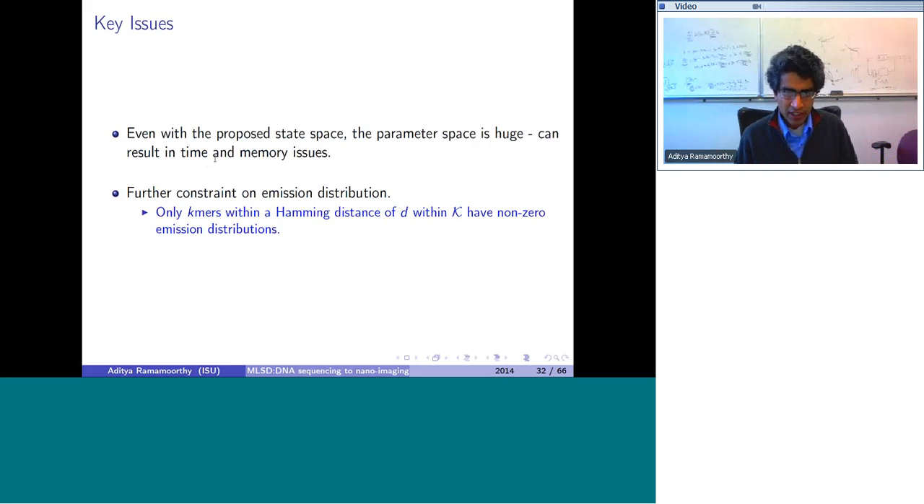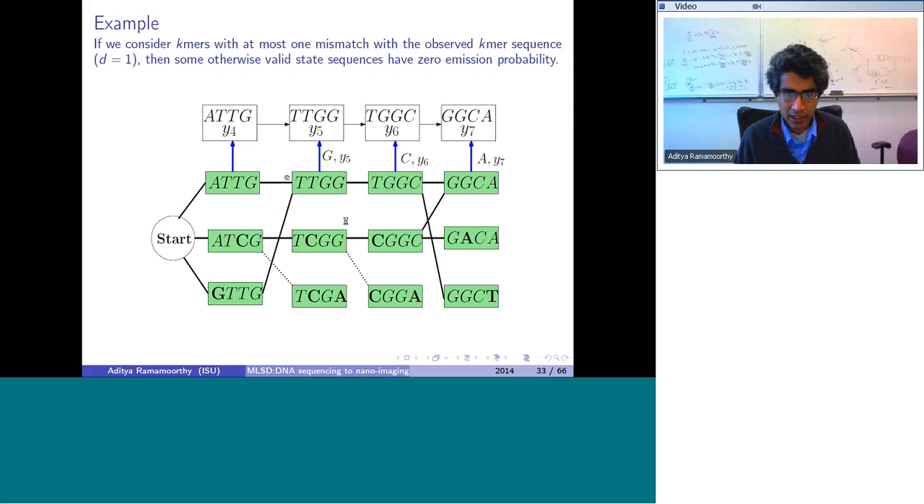The next constraint that I talked about is in the emission distribution. We only allow k-mers within Hamming distance d of the observed k-mer to have non-zero emission probabilities. I'll explain this by means of this figure. Again, you have a certain set of emissions here, and the question is, what are the true state sequences that could have explained these emissions? Here, the first k-mer is ATCG. If d is equal to 1, then you can have these two k-mers lie within the one neighborhood of this one, so they can explain it.